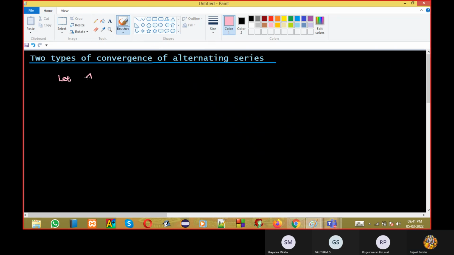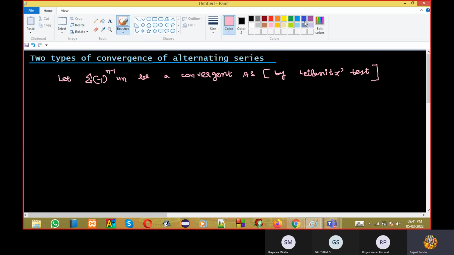Let sigma (-1)^(n-1) u_n be a convergent alternating series, which we should prove by the Leibniz test. Spelling, please don't mind. So now what we'll do is, if sigma of u_n is convergent, then I'll conclude that sigma (-1)^(n-1) u_n is absolutely convergent.